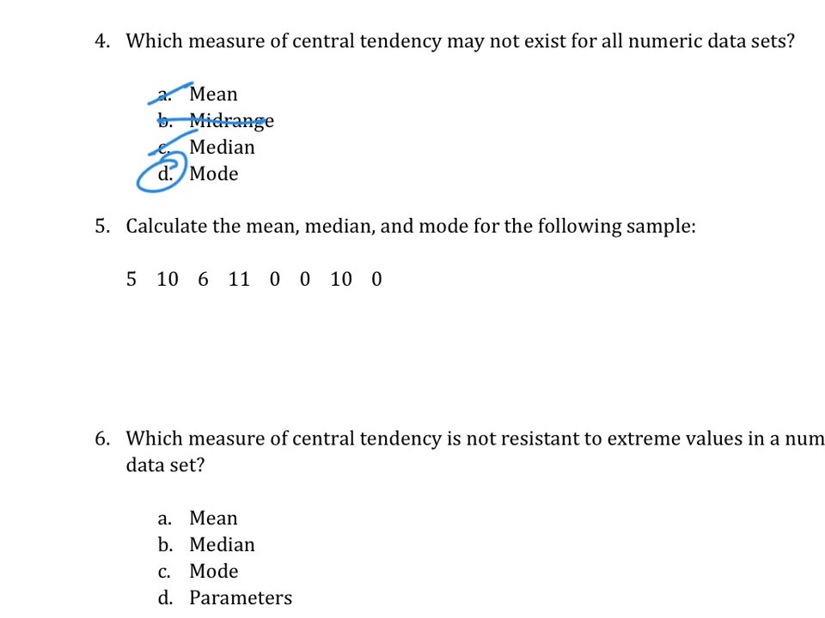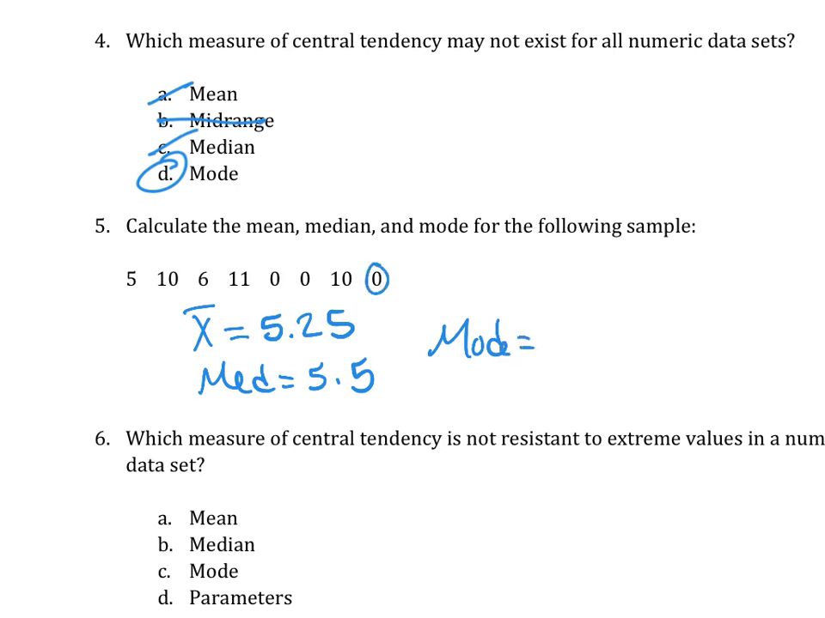Calculate the mean, median, and mode for the following example. All right, so stat, edit, clear, enter, and type in our data values into L1. You still have to include the zeros, just so that your calculator knows how many data values there are. Then stat, calc, one var stats. And our x bar is our mean, which is 5.25. Scroll down to find the median, which is 5.5. And then the mode would be 0, because 0 occurs 3 times and nothing else occurs more than that.